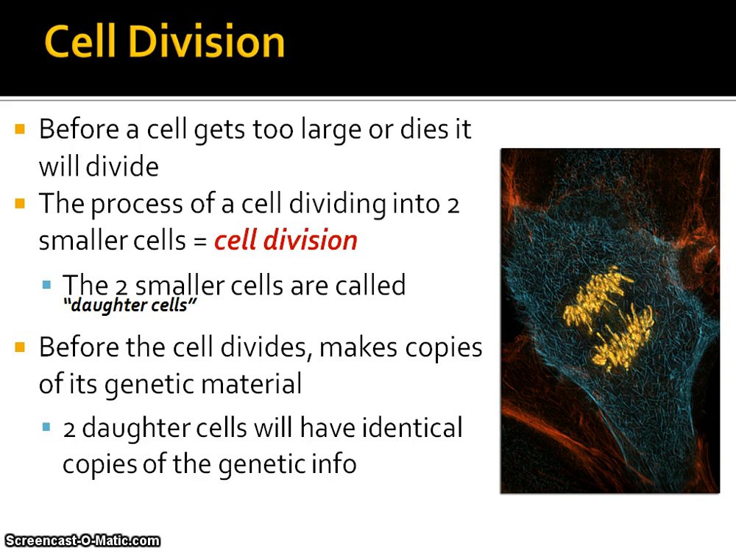So your cells do you a favor, because they will die within the time of your life, and you need other cells to replace them. Before a cell gets too large or dies, it will divide. The process of this cell division going into two smaller cells is the process of forming daughter cells. So daughter cells are exact copies of the original parent cell, and they're genetically identical. So before the cell divides, it will make copies of the genetic material.